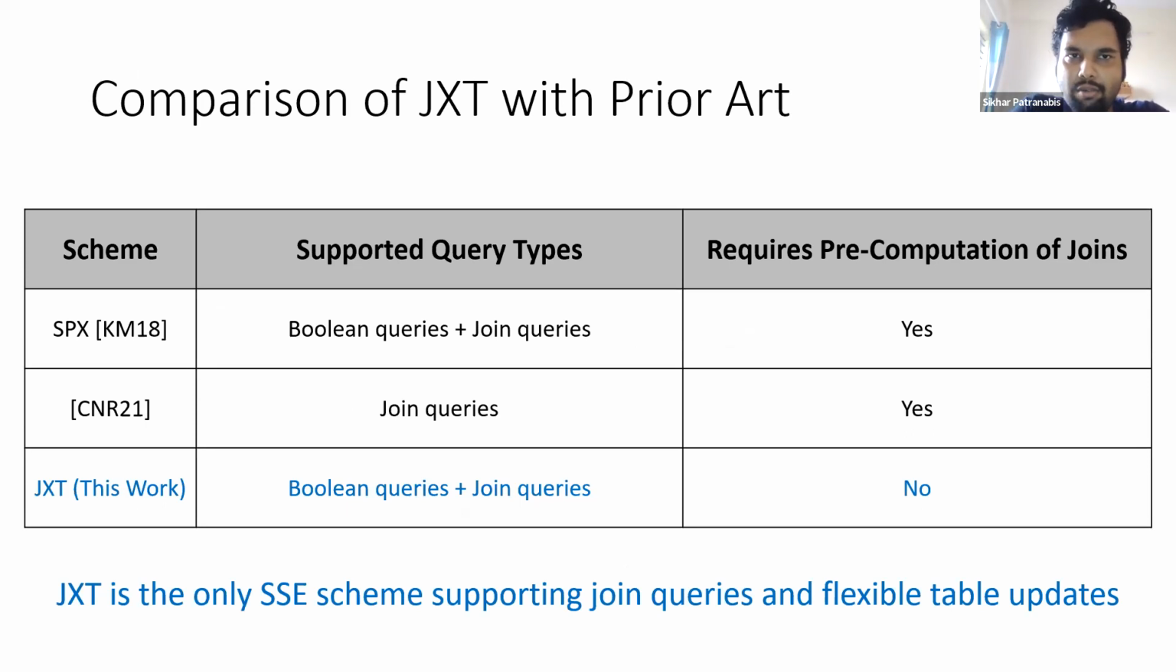Here's a comparison of JXT with the prior art on SSE schemes for joins. There are two previous schemes which were also capable of supporting joins over encrypted relational databases, SPX due to Kamara and Moataz from Asiacrypt 2018, and the more recent proposal from Cash et al. from SENS 2021. And it so happens that JXT is the only one among these which supports join queries without pre-processing of joins at setup. One of the consequences of this, which I will expand upon subsequently, is that JXT allows extremely flexible table updates on the fly.